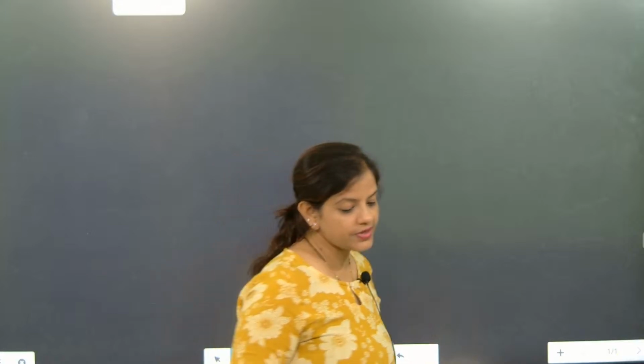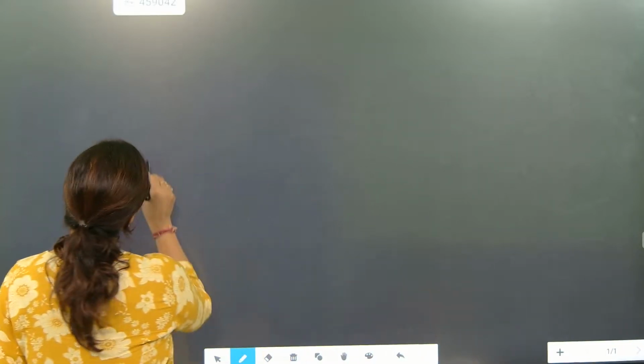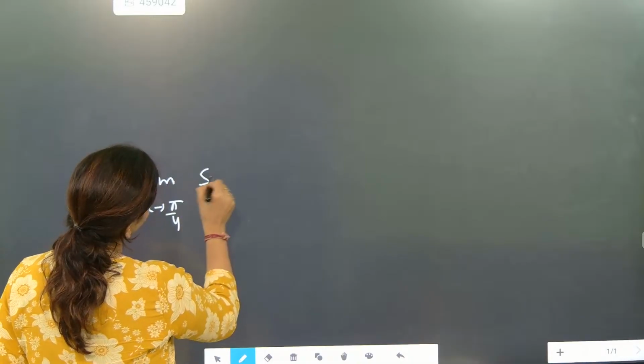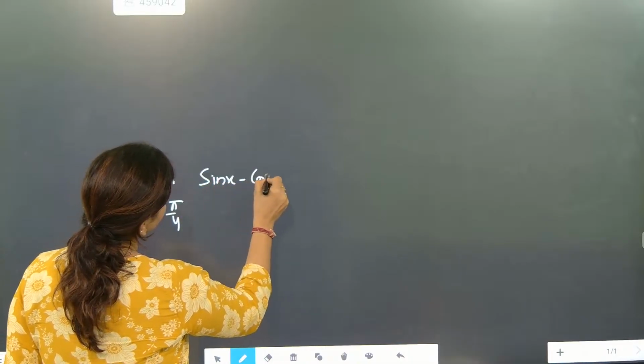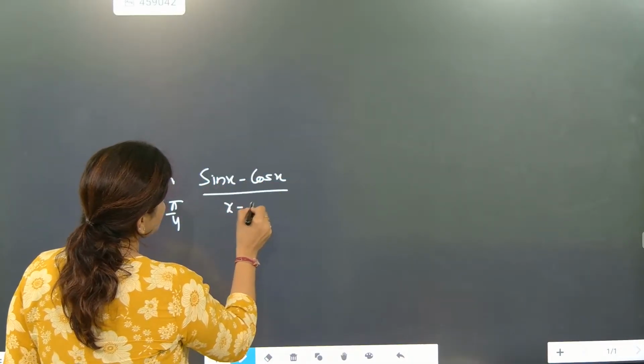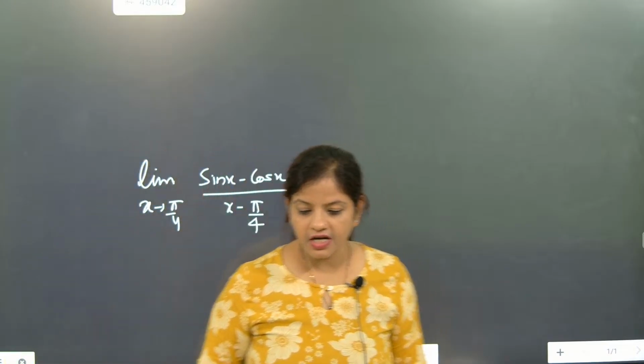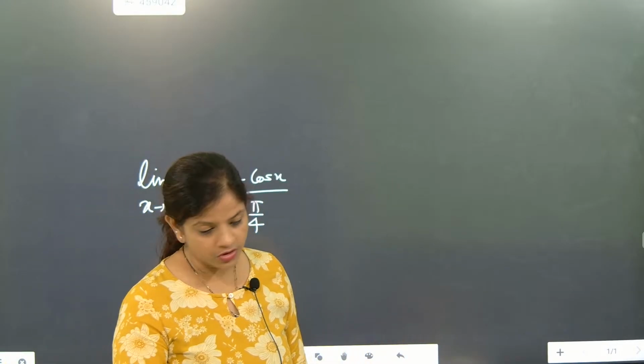Now look here. So what is the question given to you here? Given: limit x tends to pi by 4 of (sin x minus cos x) by (x minus pi by 4). So here the limit part is exactly there. Good evening Payuja. You have to do limits very well.